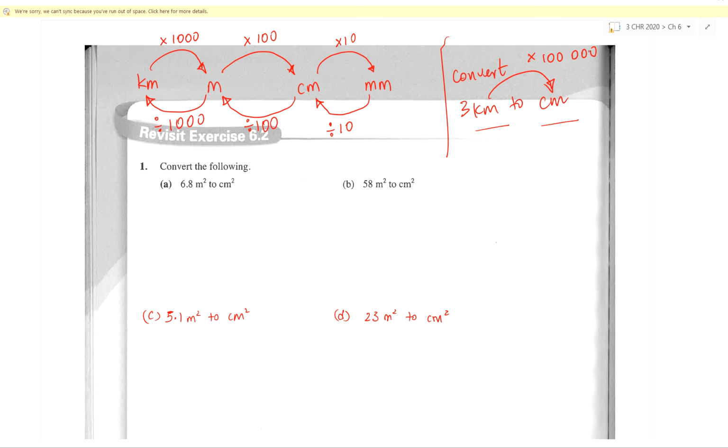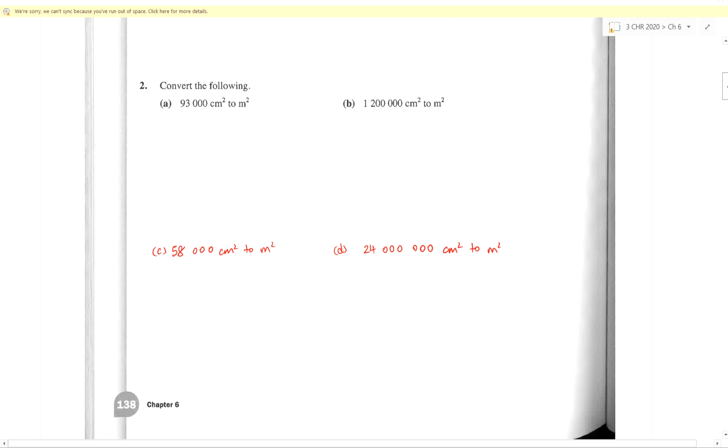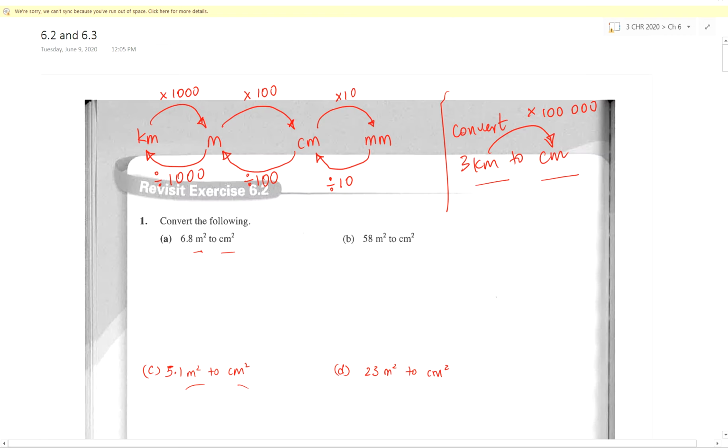Your conversion from kilometers to meters, meters to centimeters, centimeters to millimeters. If you can do this, I guarantee you in 5 seconds, you can convert from square meters to square centimeters, square centimeters to square meters, so on and so forth. We know that they are different. We know that it is not as straightforward as this, but they are related. And I'm going to show you how.